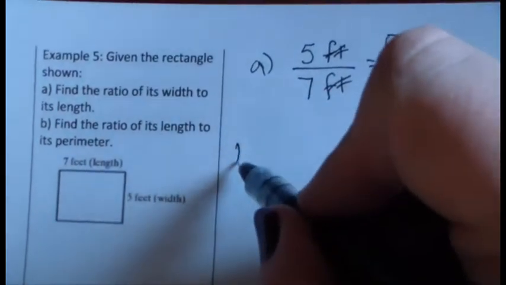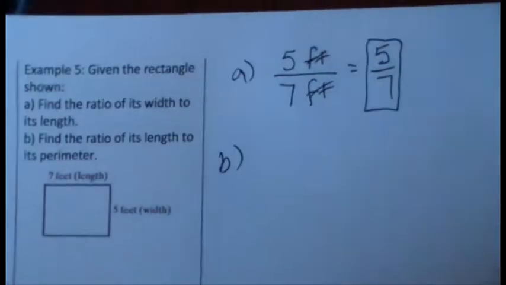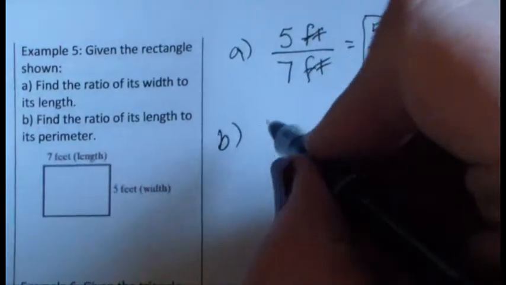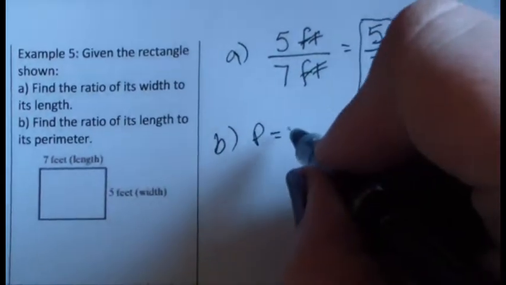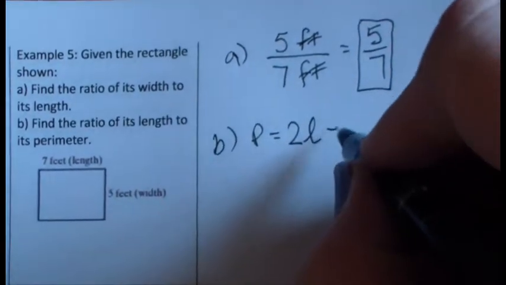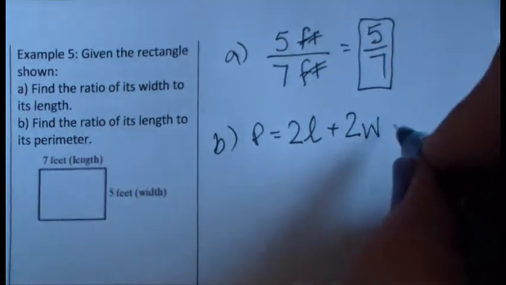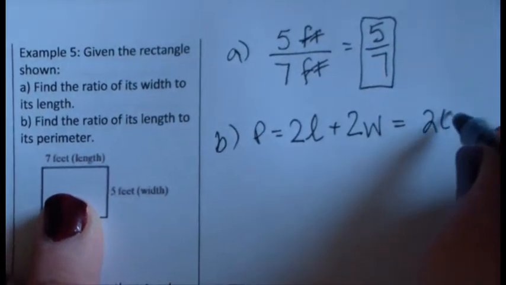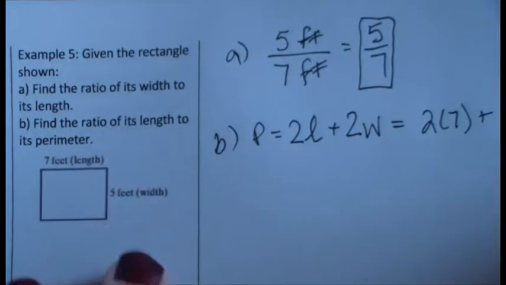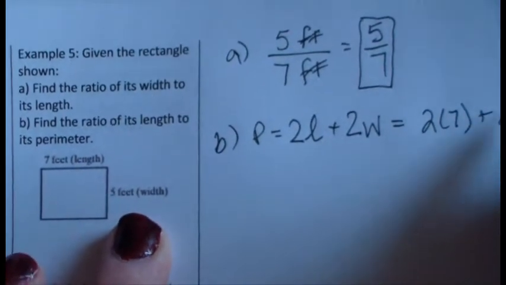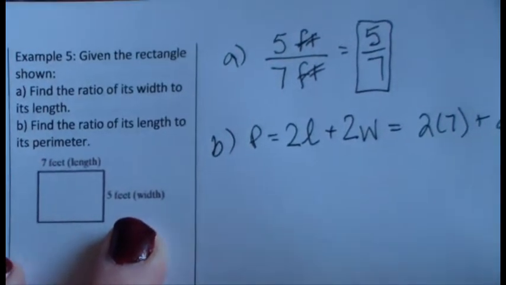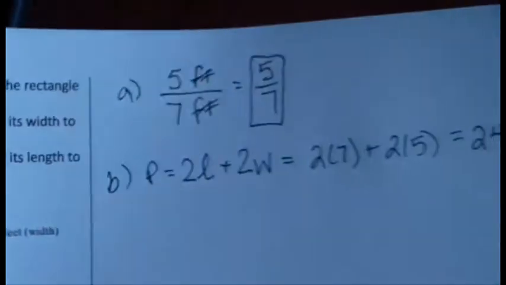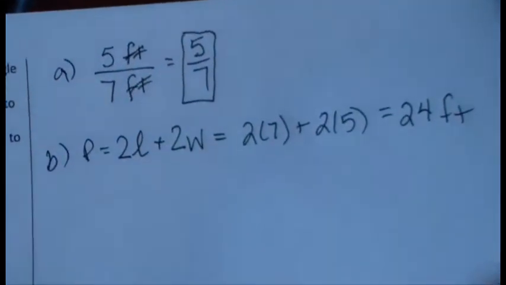Now for part B, first thing we got to do is we need to calculate what the perimeter of our rectangle is. Hopefully you remember the formula for perimeter of a rectangle is 2 times the length plus 2 times the width. So our length is 7 feet, so 2 times 7. And our width is 5 feet, so 2 times 5. 14 plus 10 is 24. So 24 feet is our perimeter.